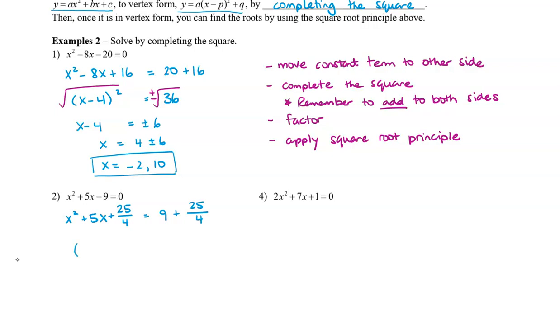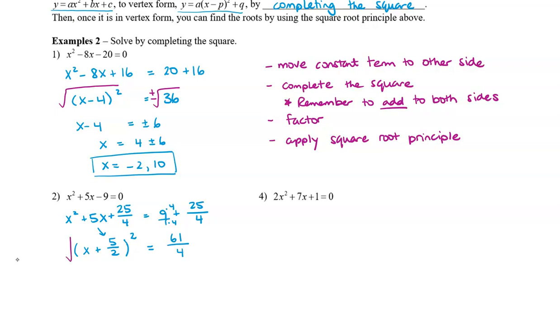So we're going to factor on the left side. This will be x plus 5 over 2. Remember that this term here is always going to be half of the middle term from before. So it used to be 5, now it's going to be 5 over 2. Don't forget your square. And on the right side, we're going to get a common denominator. So this will be 9 over 1 times top and bottom by 4. So now we have 36 plus 25. So that will be 61 over 4.